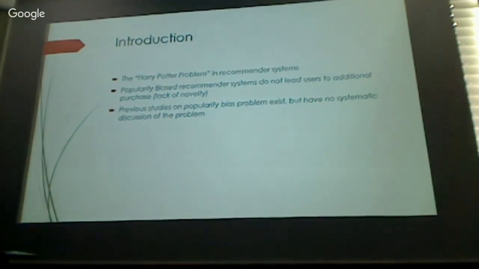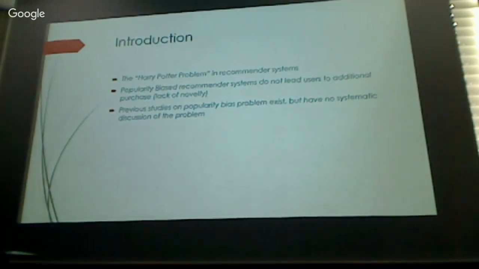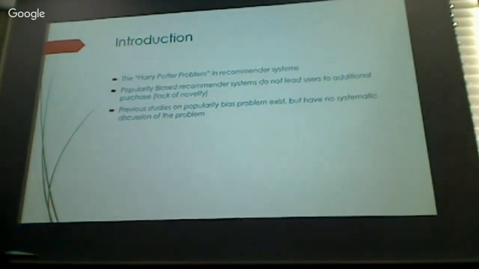And popularity bias recommender systems do not lead users to additional purchases, because they might have already made a decision about those popular items, so they don't need the system to recommend them again. Therefore, if you recommend a popular item, this might lead to the user not purchasing anymore. So there's this lack of novelty.